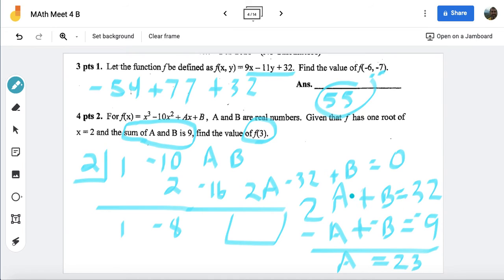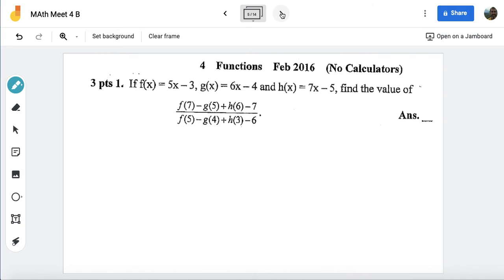And once you get a is 23, then you can figure out what b is. If a is 23, 23 times 2 is 46, subtract that, 14. I think b is going to come out to negative 14. And then you still have to find the value of f of 3, but at least now you know what a is and b is. But this video has already taken quite a while, so let me look to see what this one works.